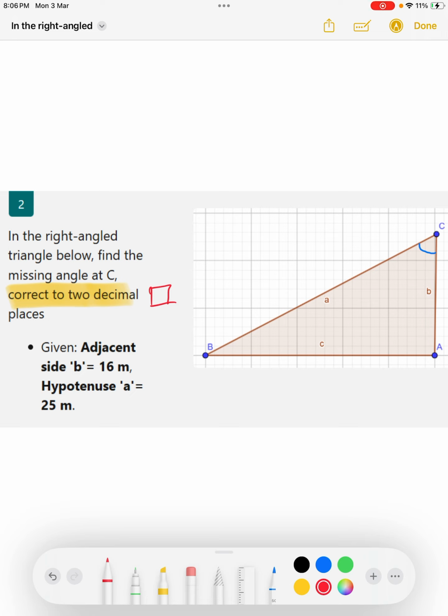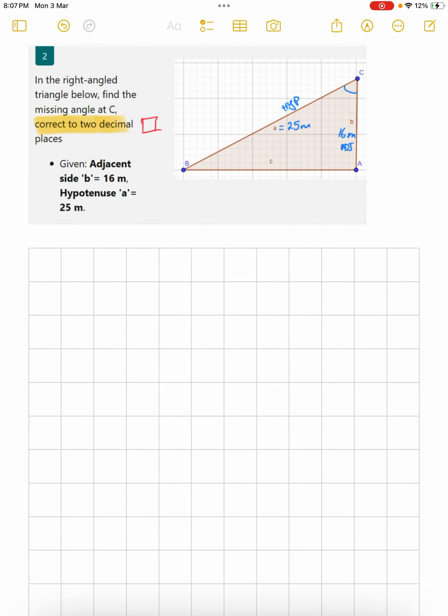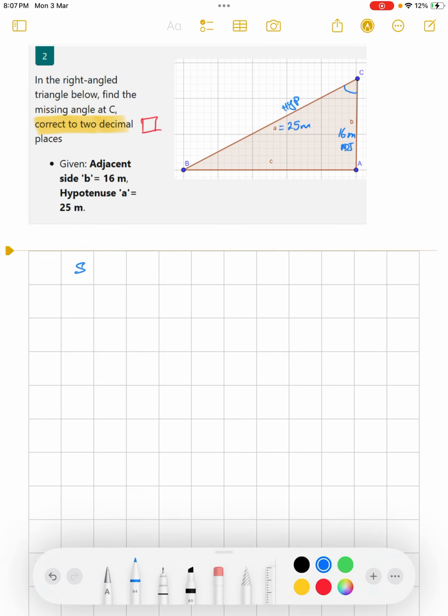Now it says given the adjacent side is 16, so we've got 16 meters here and the hypotenuse is 25, so A is 25 meters. So we know the hypotenuse and we know the adjacent. So what ratio are we going to use that requires both the adjacent and the hypotenuse? Some of you probably know the acronym SOHCAHTOA, and so we're talking about cos being adjacent over hypotenuse.